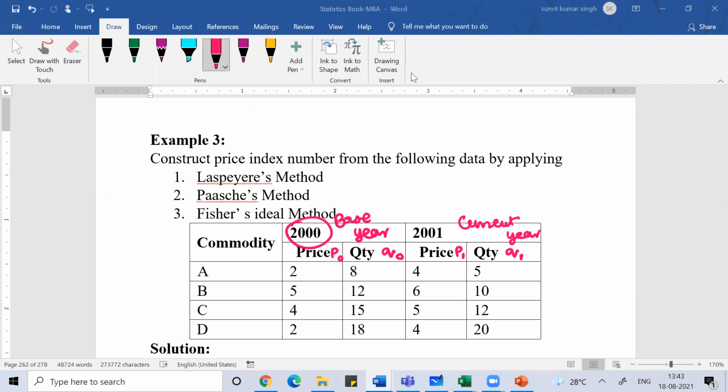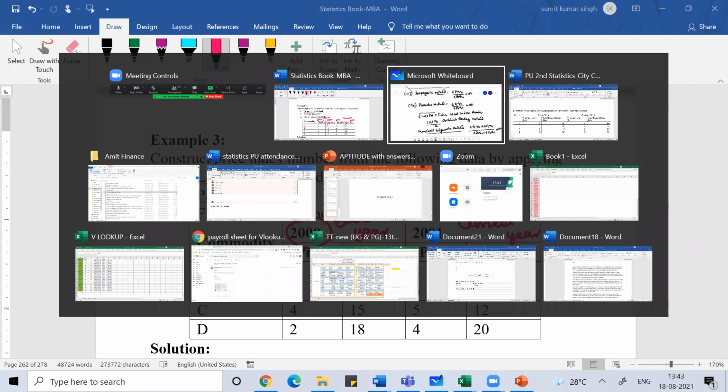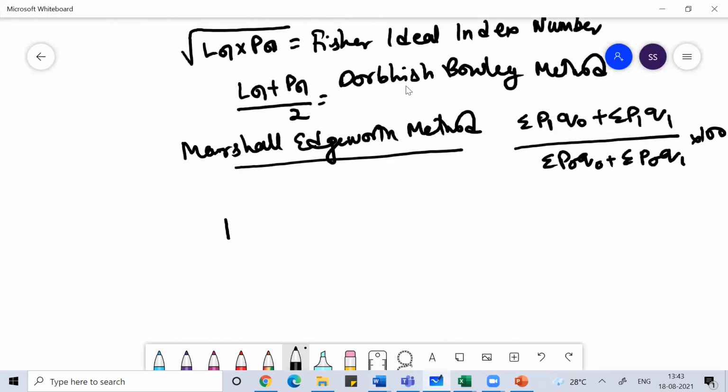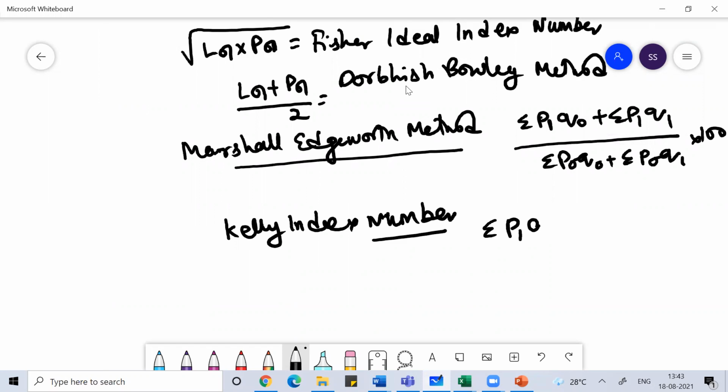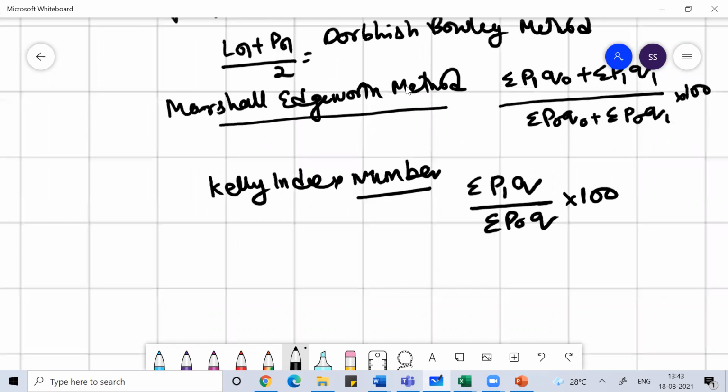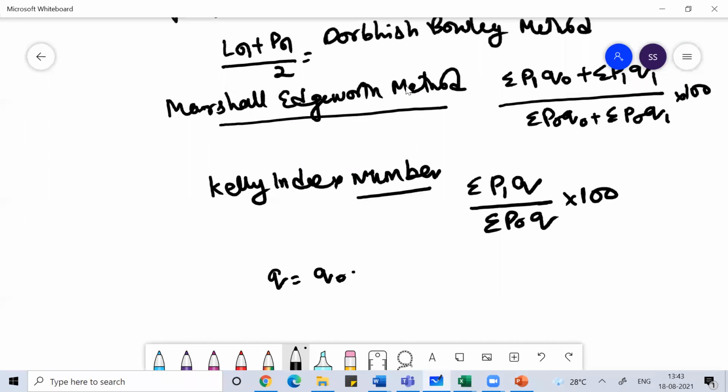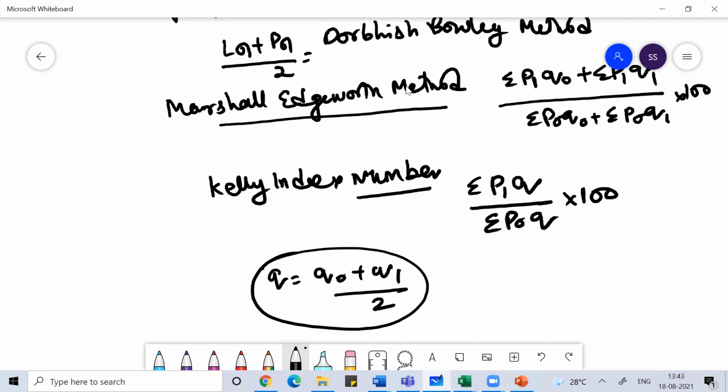Kelly is very simple. The formula for the Kelly index number is sum of P1 Q divided by sum of P naught Q into 100, where Q is Q naught plus Q1 by 2. So for each product, we find Q naught plus Q1 by 2, multiply it with P1 and P naught, take the sums, and that will give us the index number.